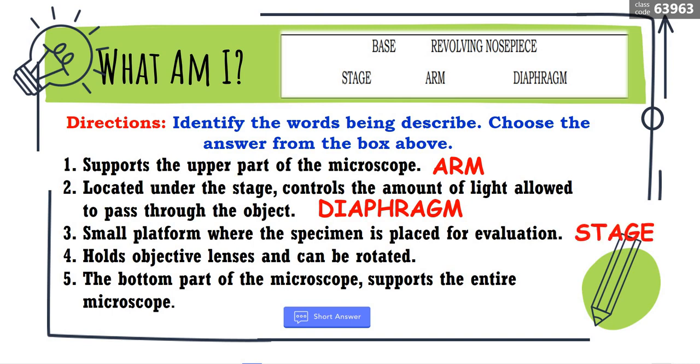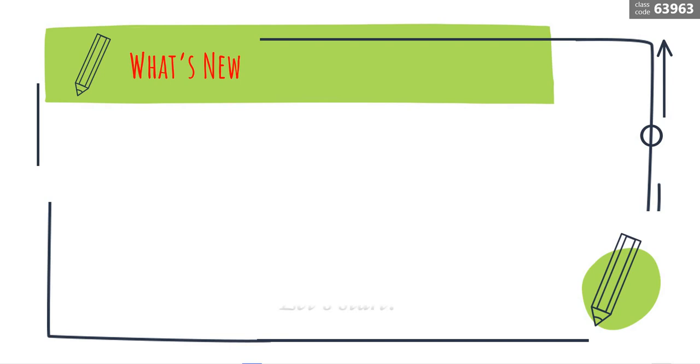Very good. How about holds objective lenses and can be rotated? That is revolving nose piece. And the last one, the bottom part of the microscope that supports the entire microscope. It is called the base. Very good. Let's proceed with this one.